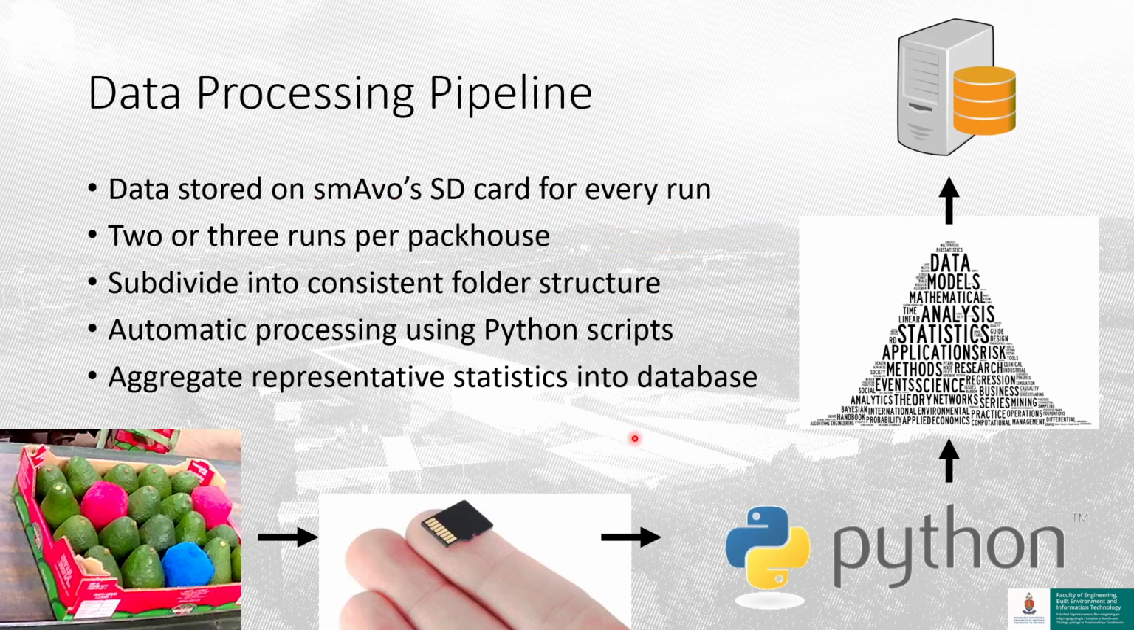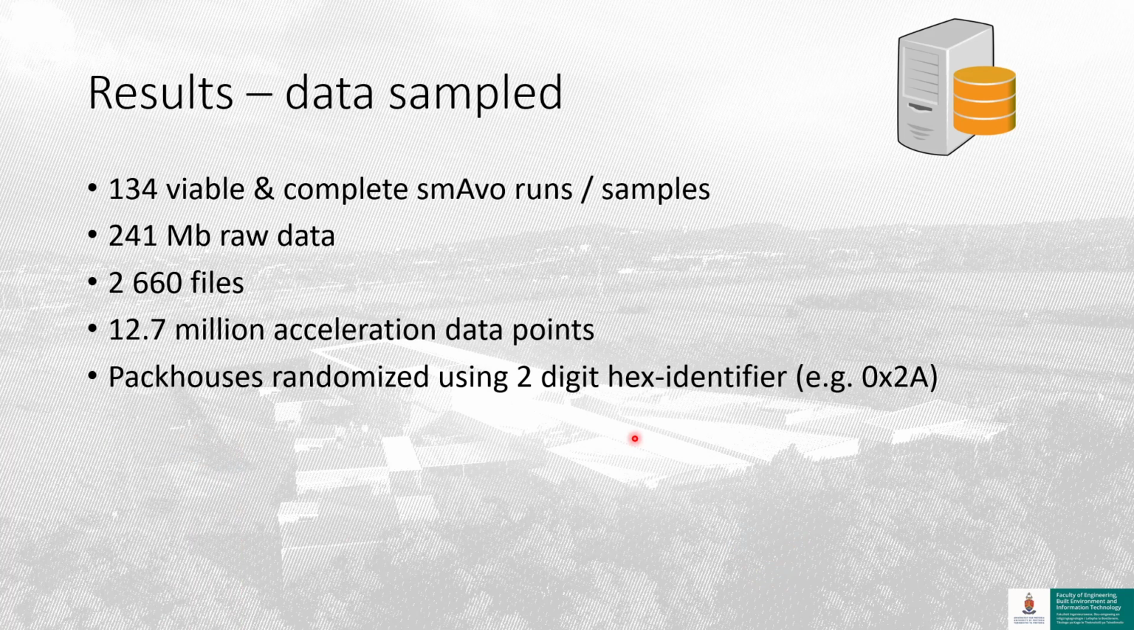Typical data processing pipeline that we used, we store all the data from the SMAVO as it goes through the packhouse on the SD memory card for permanent storage. We subdivide this data into a fixed folder structure. We automatically process all of this data into usable information using the Python environment, and we aggregate the representative statistics into a central spreadsheet or database and run our analysis from there. In total, we had 134 complete and viable SMAVO runs, which recorded complete data, more than 2,500 files and 12.7 million acceleration data points. And as Prof. Steyn mentioned, we randomized each packhouse with a unique identifier to ensure anonymity.